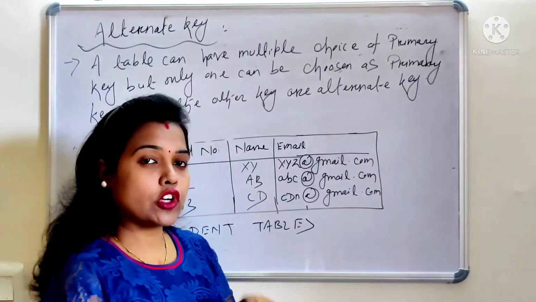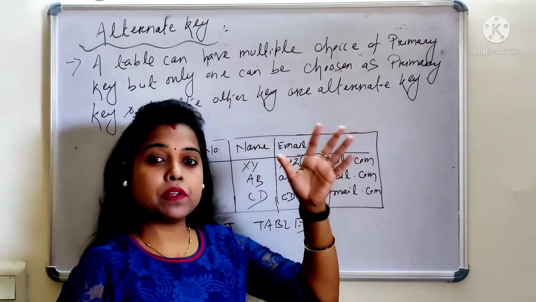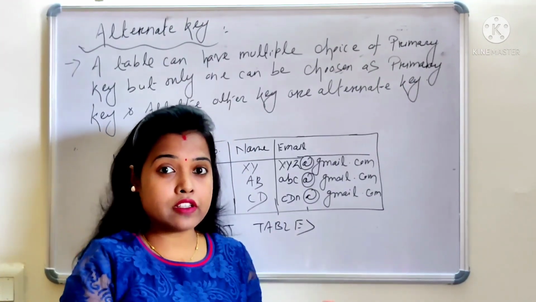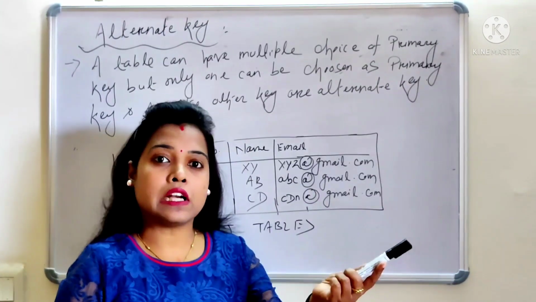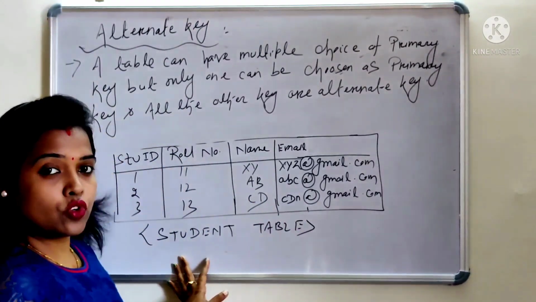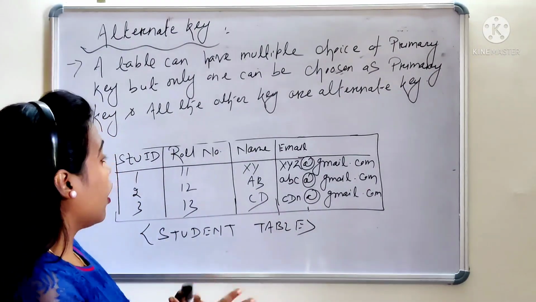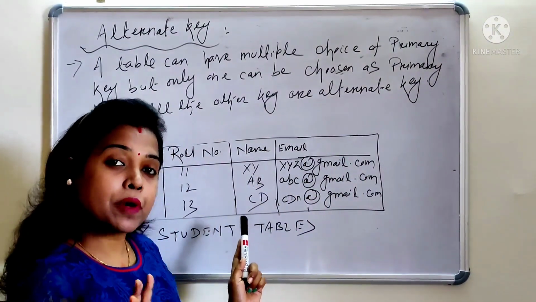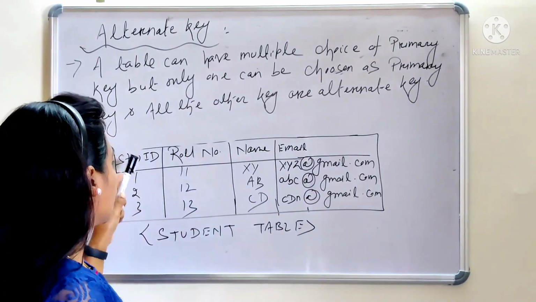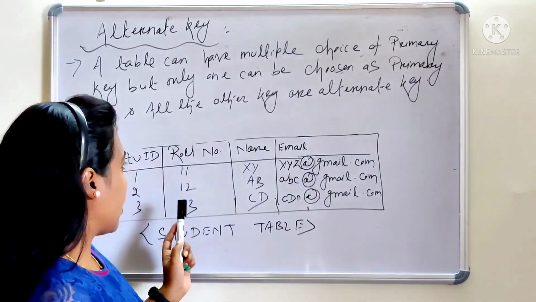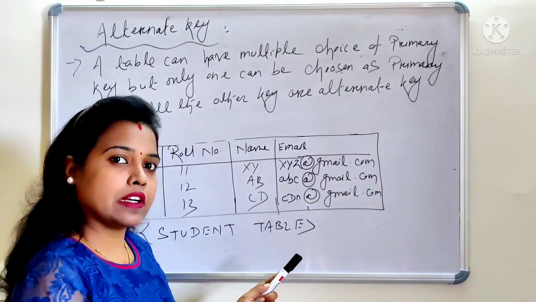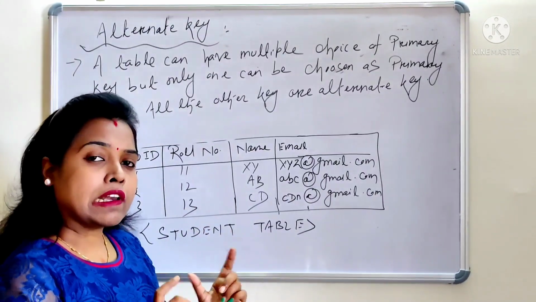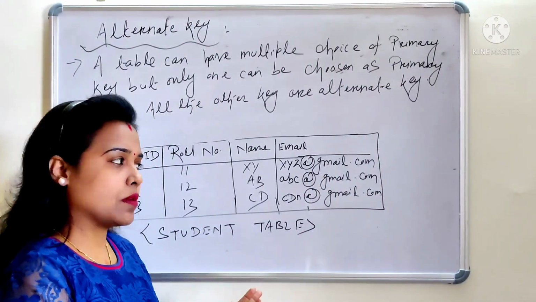Next concept is the alternate key. So what is alternate key? A table can have multiple choices of primary key, but only one can be selected as the primary key, and all the other keys which are not primary key are known as the alternate key. So let's see. Here in the student table, I have mentioned student ID, roll number, email ID, all are qualified to become a primary key. But already I have chosen student ID as my primary key. So now my roll number and email ID are my alternate keys. The motivation of alternate key is also to uniquely identify the tuple in a relationship.